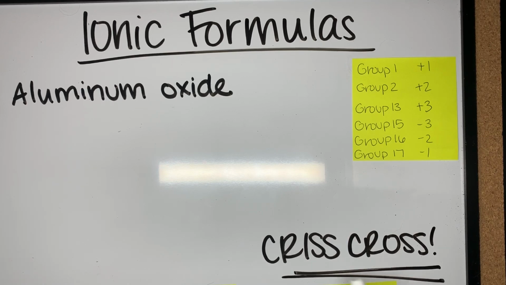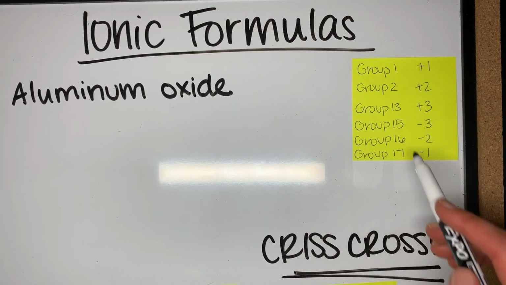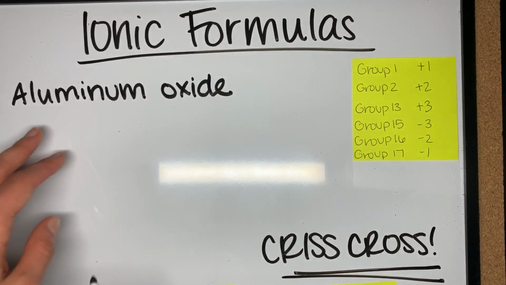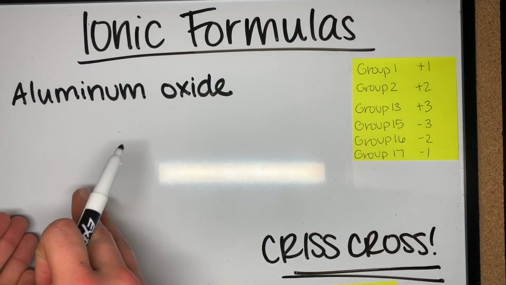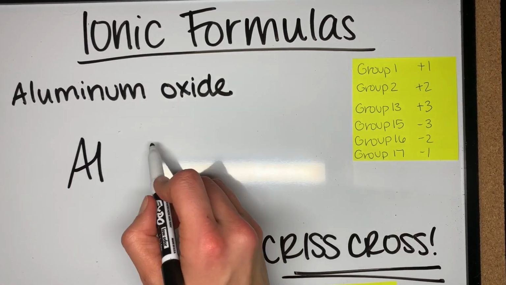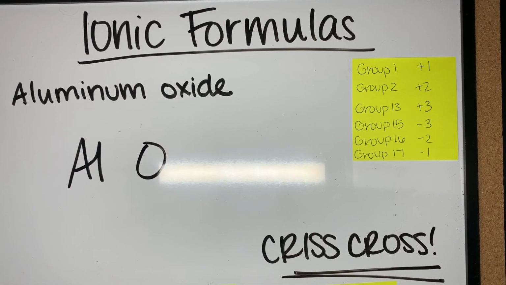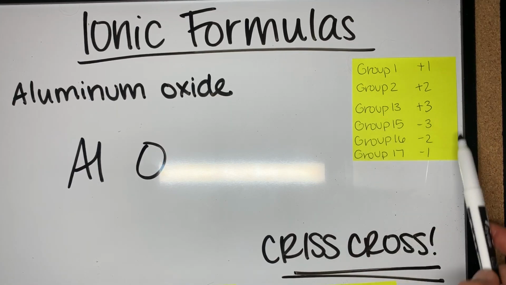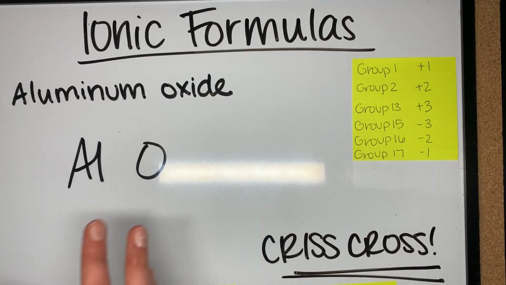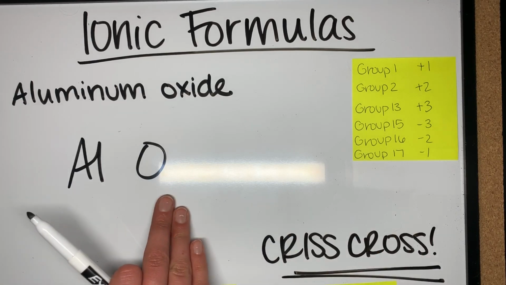Now we are also going to use something called crisscross, which I'll explain in a second. That is the terminology that I use, crisscross. It involves these charges here. So for example, if we start with aluminum oxide, the first step is to write the symbols for both elements. Aluminum, you know, is Al, and oxide is O. Easy. The next step is following these patterns on the periodic table to figure out the charges on both elements. We can also call this the oxidation number. It's the possible charge that each element can form.